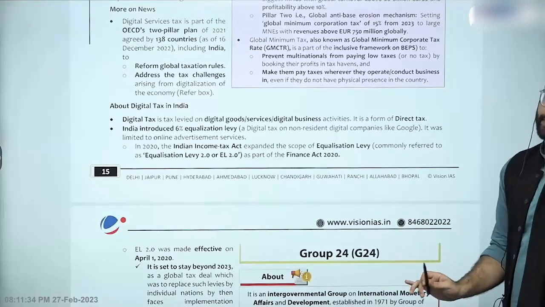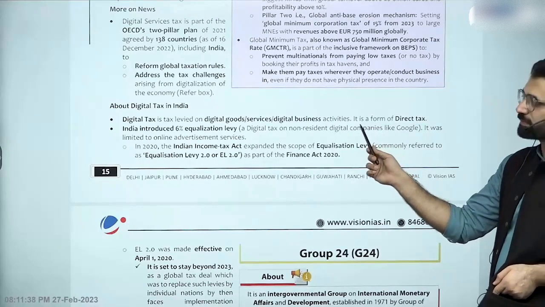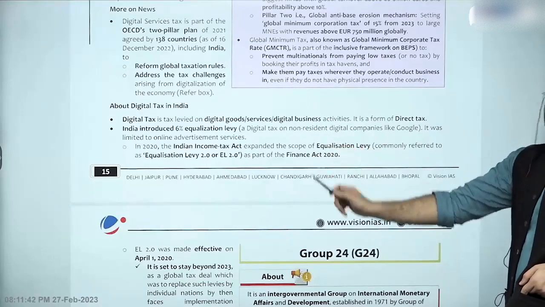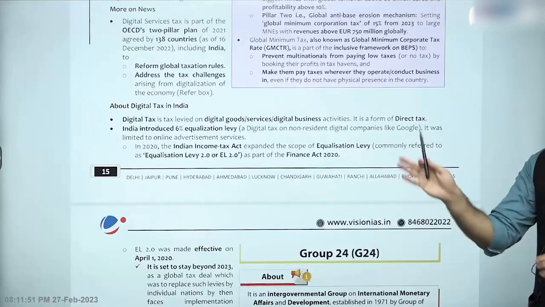The second was done in 2020. UPSC asked a question: when was the equalization levy introduced, as part of what? It was introduced in the budget as part of the Finance Act. There are two acts in the budget: Appropriation, for expenditure, and Finance, to change the tax. Change the tax, Finance Act.